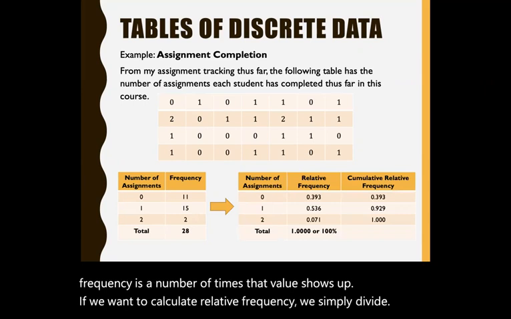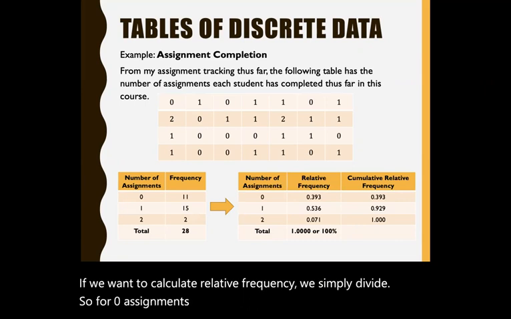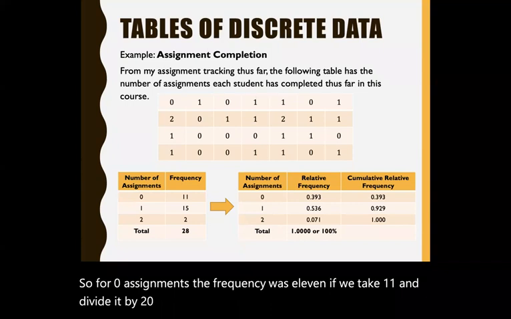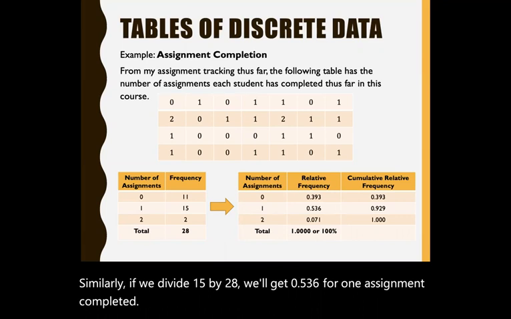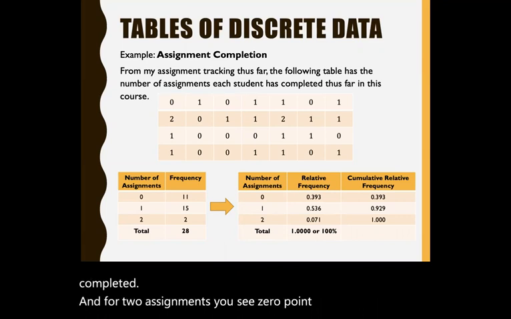So for 0 assignments, the frequency was 11. If we take 11 and divide it by 28, we'll get 0.393. Similarly, if we divide 15 by 28, we'll get 0.536 for 1 assignment completed. And for 2 assignments, you see 0.071, which is 2 divided by 28.